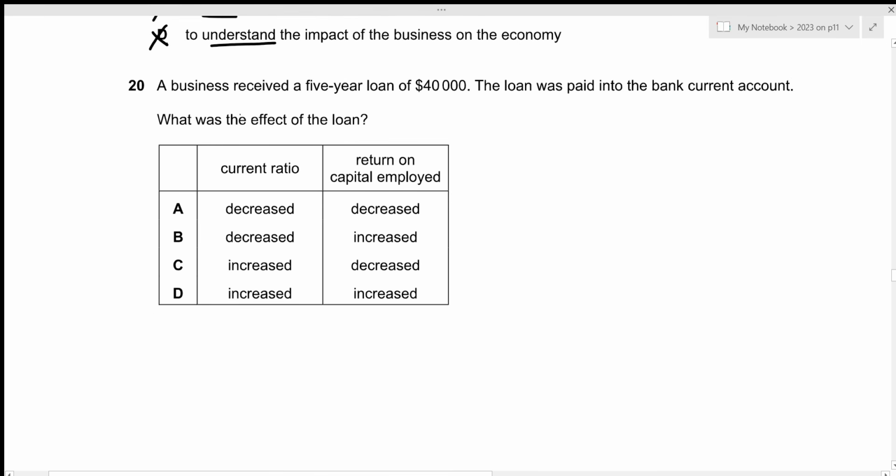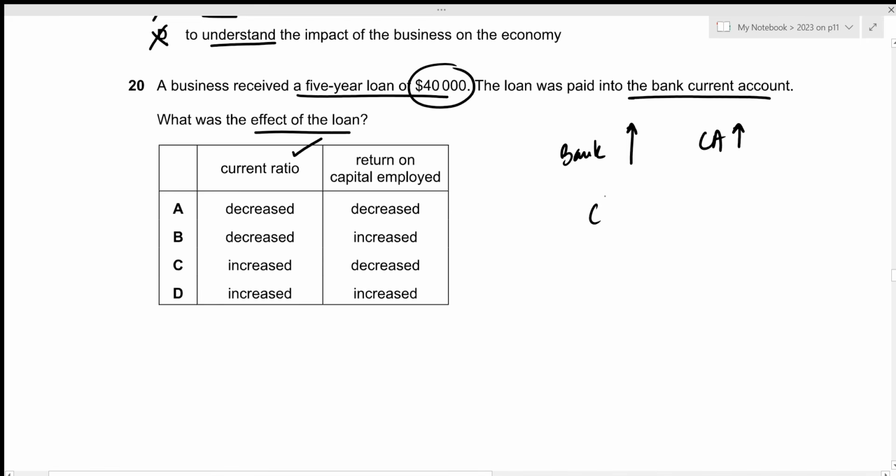Now for the 20th question, a business received a 5-year loan of 40,000. The loan was paid into the bank current account. Now we need to figure out the effect of the loan on our current ratio. Okay, so on the current ratio, since the 40,000 was now paid into the bank current account, it means that the bank balance for our business has increased. So this means that our current assets have increased. And remember, the current ratio is just current assets divided by current liabilities. So if the current assets have increased, the total current ratio will also increase. So we're looking for increased, given in C and D.